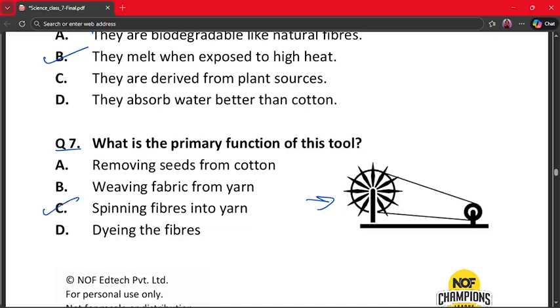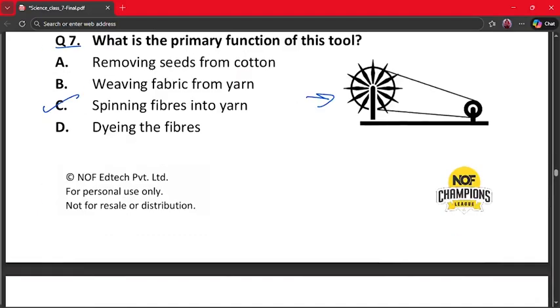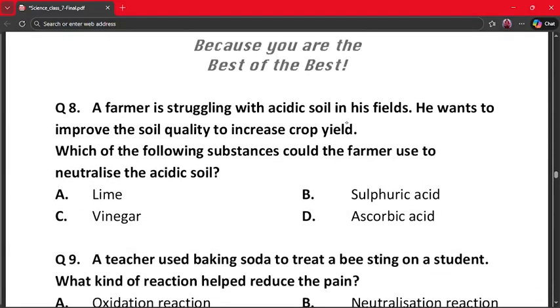This tool is used before weaving. Its main role is to twist fibers together, and by doing this, fibers are converted into yarn. This process is called spinning. Hence, option C is the correct answer. The next question is question number 8.